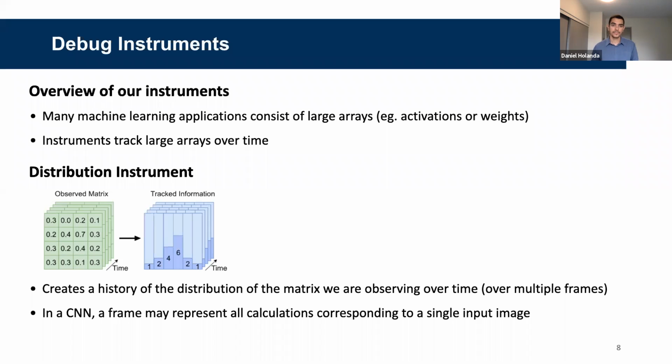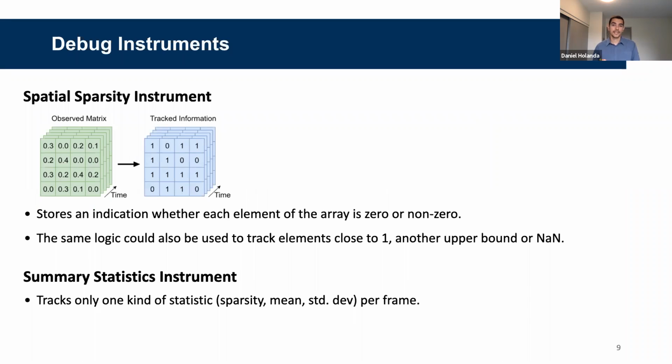Another thing that we might want to do is try to detect an error that is causing some activations to clamp at a minimum or maximum value, for example. For that, we can use the spatial sparsity instrument, which basically records whether each specific element of the array is 0 or non-zero within a predetermined threshold. We can also use the same logic to track elements that are close to 1, another upper bound, or even not a number. And in our FPGA paper, we also have other instruments, such as the summary statistics instrument, which allows us to track one kind of statistic per frame, such as sparsity, mean, or standard deviation of every single matrix for every single frame.